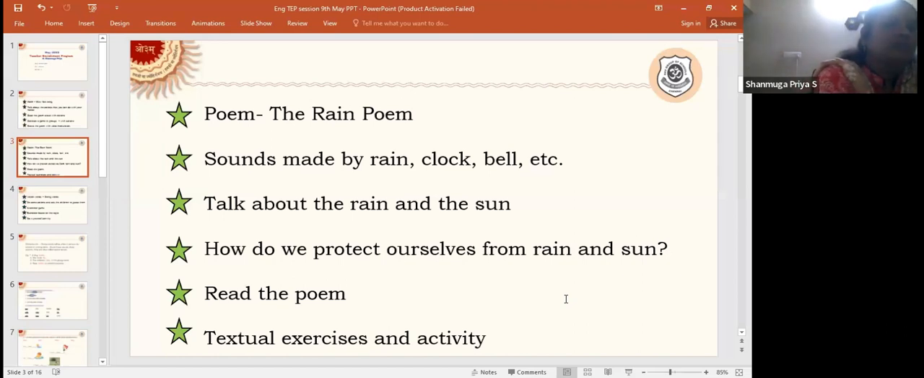Okay, so these are the things we can discuss before starting the topic, and then we can move on to the poem. So it is, pitter patter raindrops falling from the sky. Here is my umbrella to keep me safe and dry. So can anyone repeat this stanza?